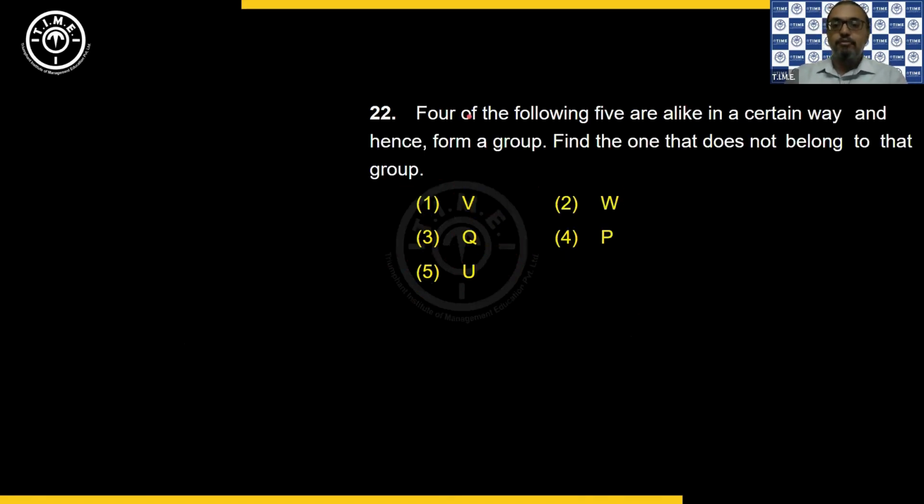Then next, 4 of the following 5 are alike in a certain way and hence form a group. Find the one that does not belong to that group. So it's again an odd man out or classification question.